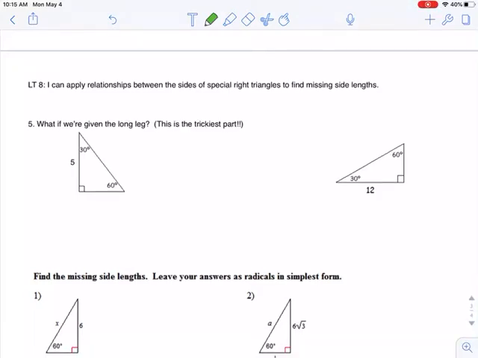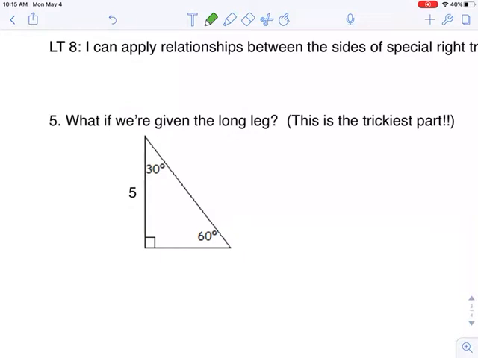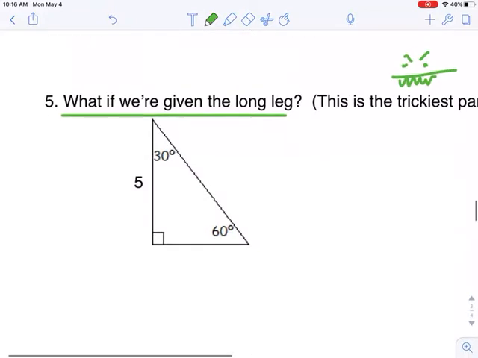Okay, students, so we're now here in the third part of the video. We were given the short leg, we were given the hypotenuse. Now, what if we're given the long leg? And this is the trickiest part. And why would I try to trick you guys? I don't know about tricky, but I would say difficult.